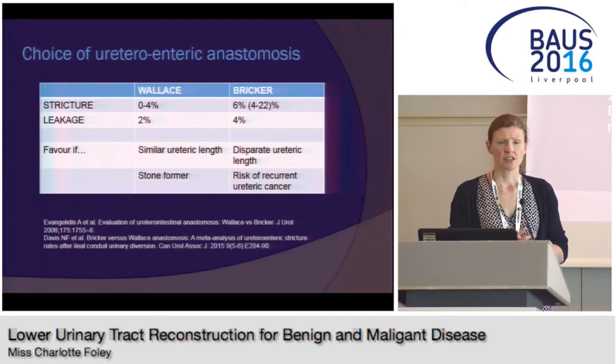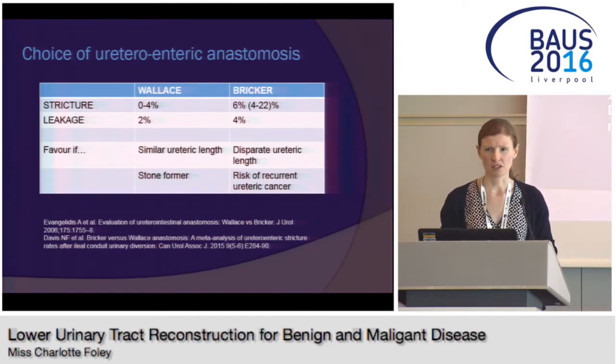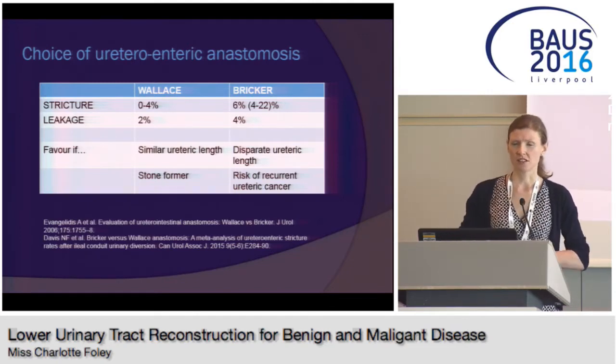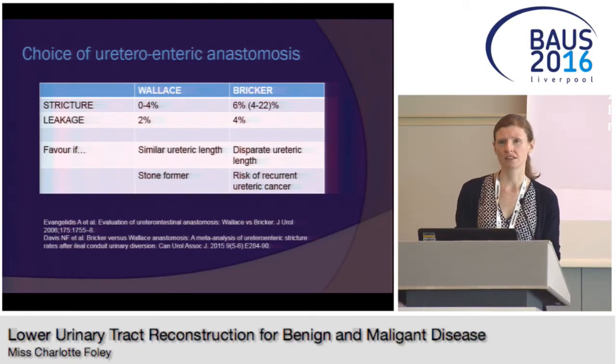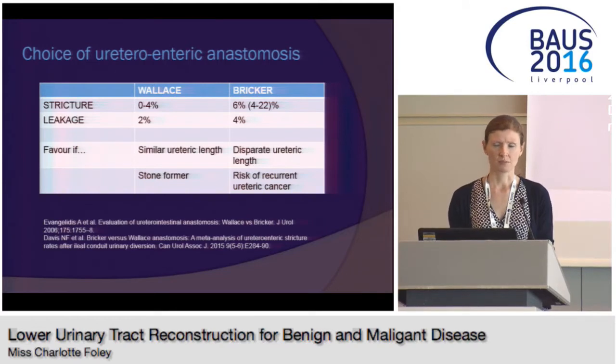And so in terms of whether you should favour a Bricker anastomosis or a Wallace, well, a number of studies have looked at this, and the tendency seems to be to favour the Wallace, but a recent meta-analysis that pulled quite a number of studies suggested that in terms of stricture, there is no reason to favour one over the other, and there's no significant difference between outcomes. There may be other reasons to favour one anastomosis over another.